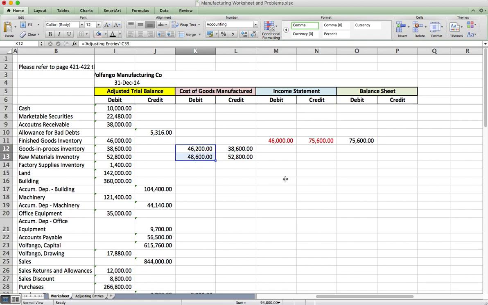So, dinebit ko po yung ending balance ni goods in process or work in process and raw materials. At kinredit ko naman yung beginning balances nila. Then, ano pa?